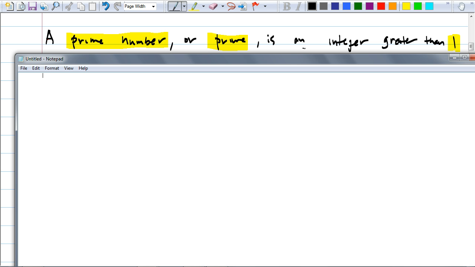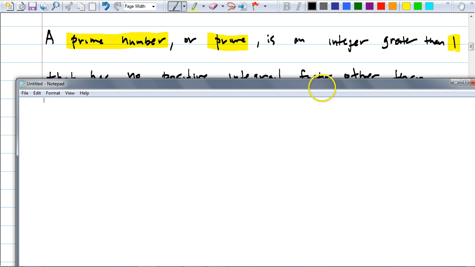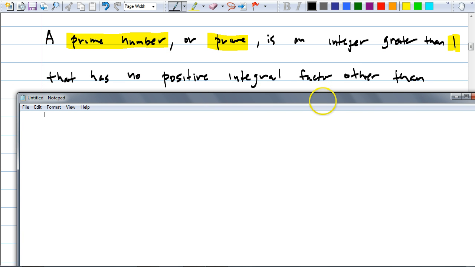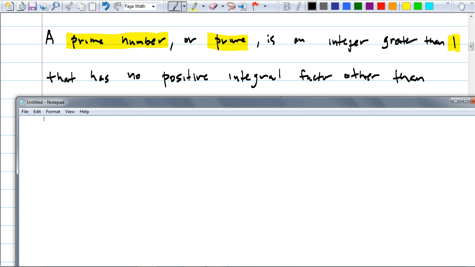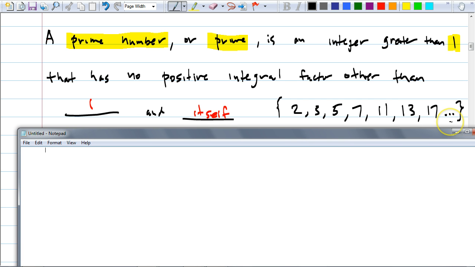So greater than 1. What's the smallest prime number? 2, exactly right. Greater than 1, that has no positive integral factor other than 1 and itself, exactly. And here are some examples: 2, 3, 5, 7. Of course, it keeps on going. So I'll write that down. And I think a lot of you already knew this.